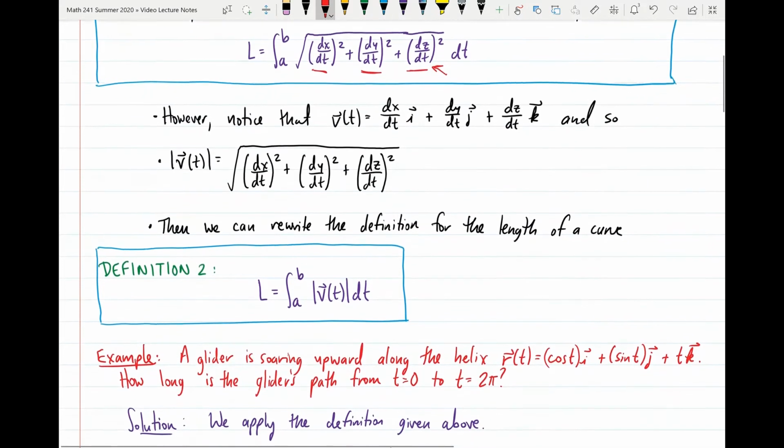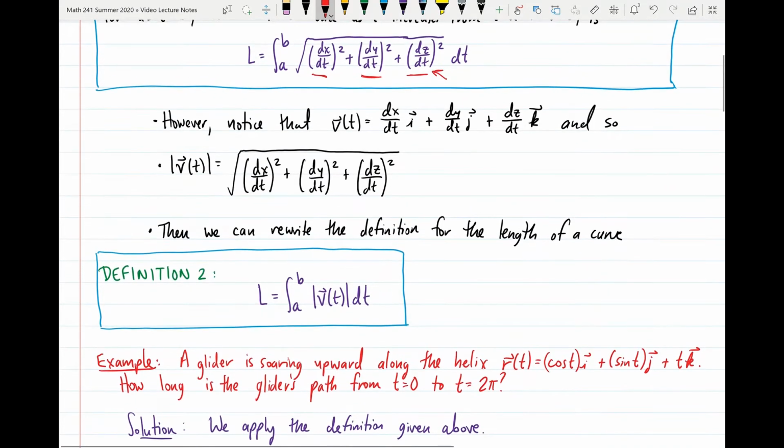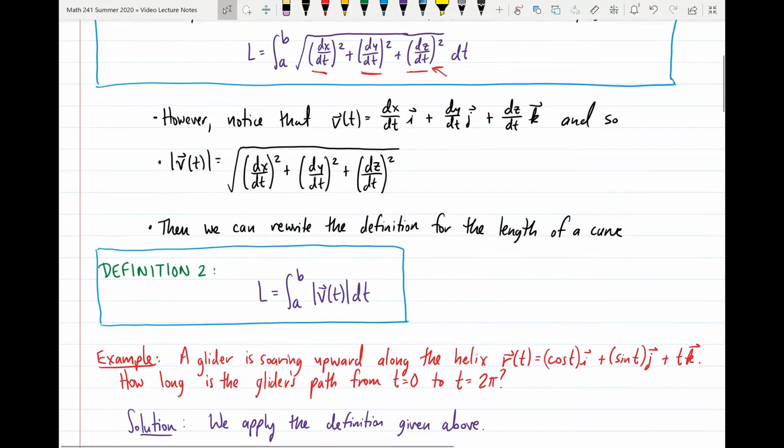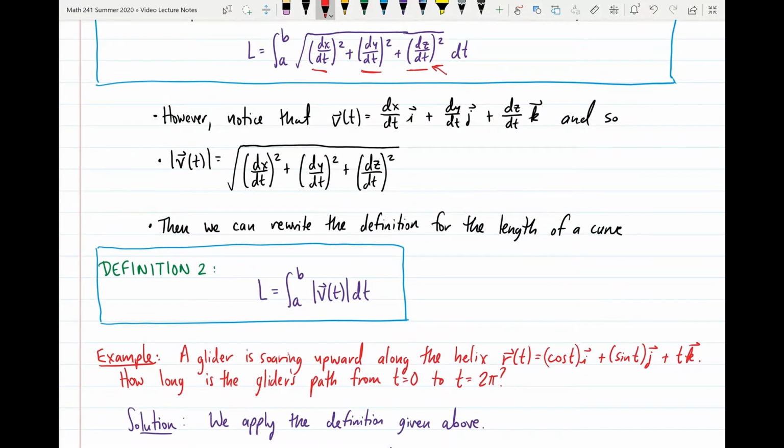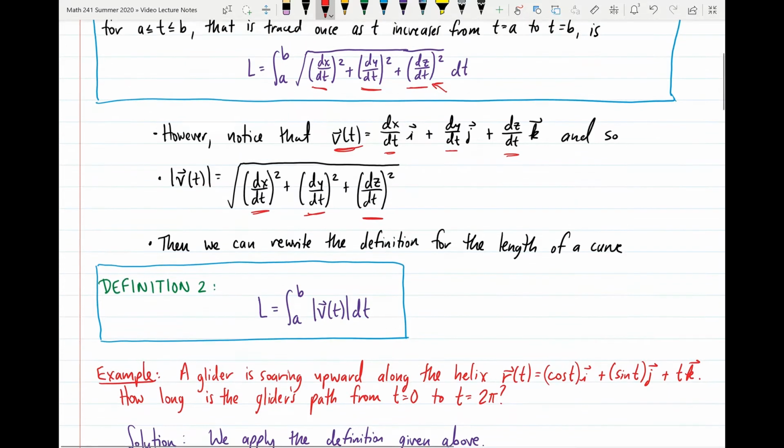But there is another way to write this formula, a little bit of a shorthand when we're talking about vector valued functions. So remember that the velocity function is given by dx/dt as the i component, dy/dt as the j component, and dz/dt as the k component. And so if we were going to take the magnitude of the velocity function, we would get the square root of (dx/dt) squared plus (dy/dt) squared plus (dz/dt) squared. And that looks very similar to our integrand.